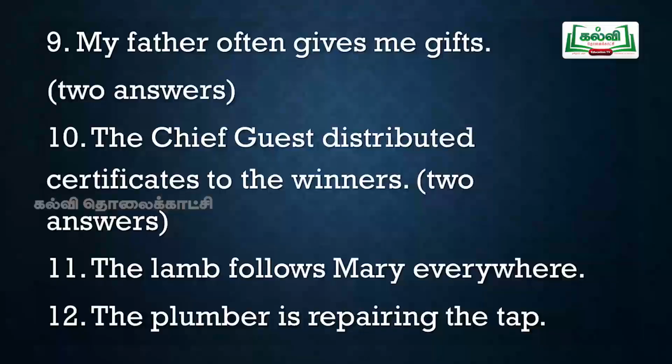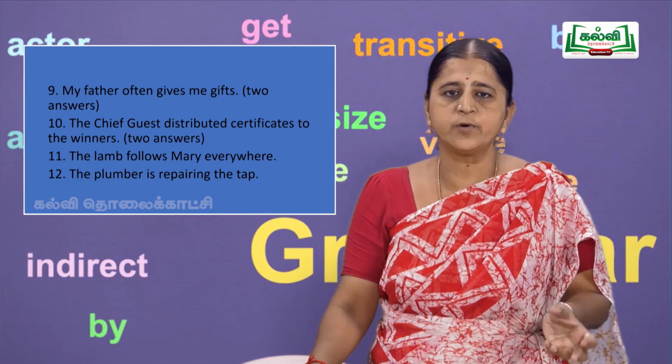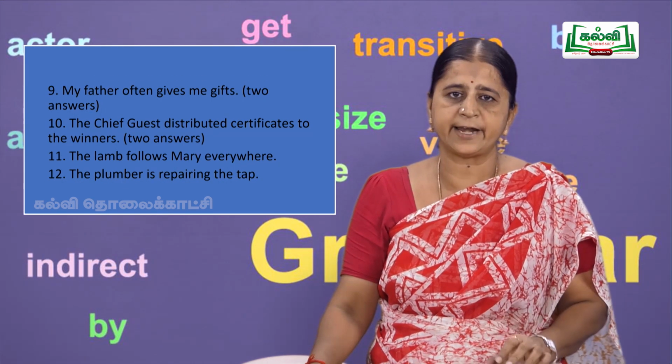Sentence number 9. My father often gives me gifts. இப்போ இந்த சென்டென்ஸை பார்த்தீங்கன்னா gives வந்து verb. My father often gives what? Gifts. அப்போ gifts வந்து direct object. My father often gives whom gifts? Whomக்கு answer me. அது வந்து indirect object.